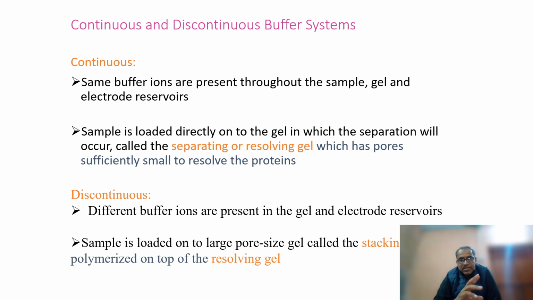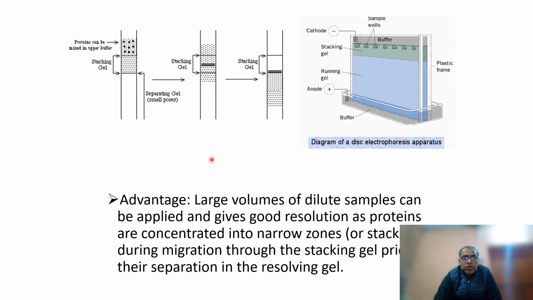The stacking gel has a larger pore size, and it is meant to stack the proteins. Then the proteins go from the stacking gel to the resolving gel, which separates the proteins depending upon their molecular weight. Here you can see the stacking gel above, while on the lower side you can see the resolving gel. First we make the resolving gel, and then we make the stacking gel on the upper side.